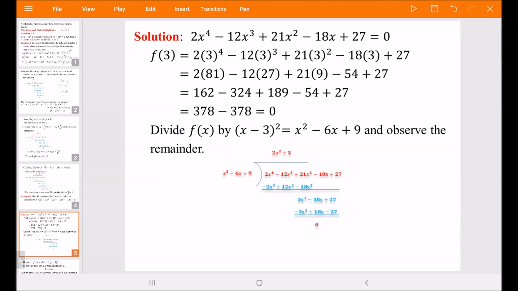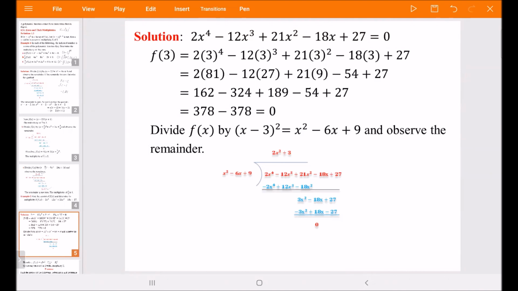First, f of 3. f of 3 is equal to 0 because 2 times 3 to the power of 4, minus 12 times 3 to the power of 3, plus 21 times 3 squared, minus 18 times 3 plus 27. 3 to the power of 4 is 81. 81 times 2 is 162. 3 cubed is 27. 27 times 12 is 324. 3 squared is 9. 9 times 21 is 189. And 18 times 3 is 54, and it is negative.